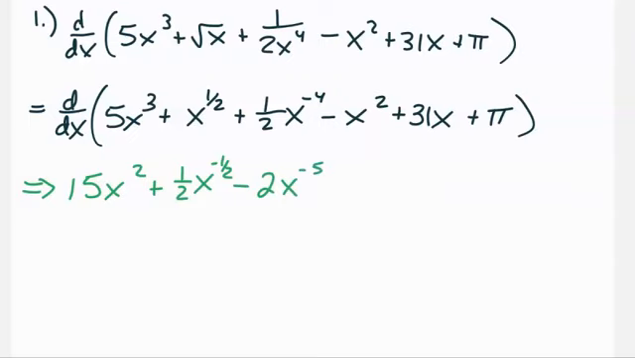Derivative of -x squared is -2x. Derivative of 31x to the first is 31. X to the 0, so 31 times 1. And pi, don't forget, is a constant, so derivative of a constant is 0.